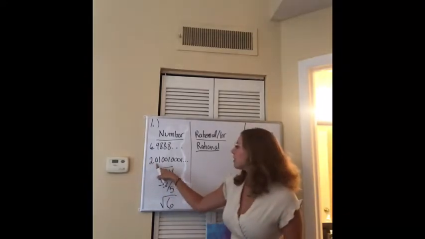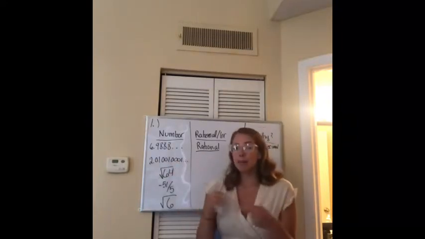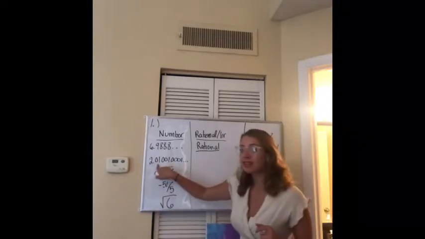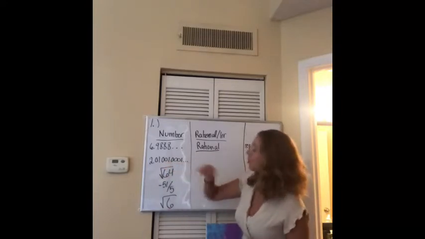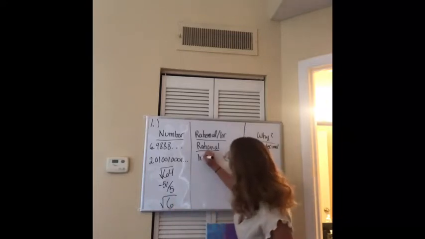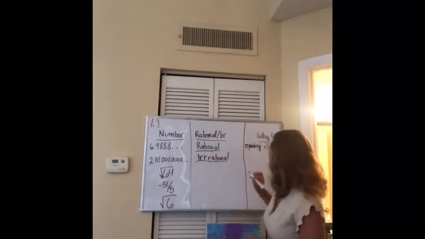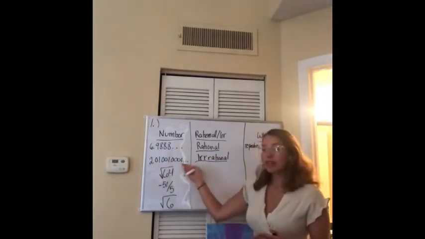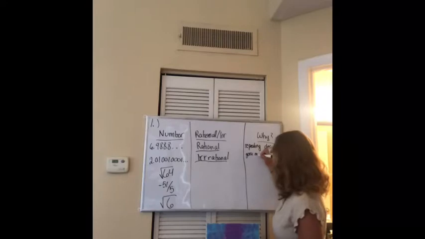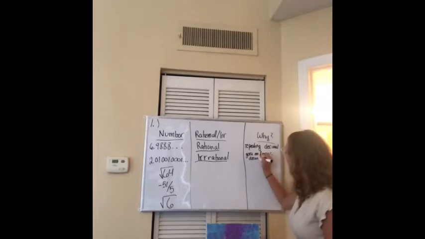Now this guy, 2.010010001, although it is a pattern, it's not repeating because it's something different every time. This only had 1 zero, this has 2 zeros, this has 3 zeros. So this will go on forever, but it doesn't actually repeat. So this is irrational. It's irrational because it goes on forever and it doesn't repeat and it doesn't end.